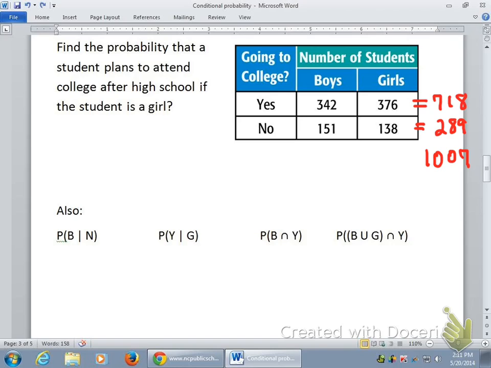All right, I know that 342 boys are going to college and 151 boys are not going to college, but how many boys are there? Okay. 493, and of course you can add up the girls as well. And I hope that 493 and 514 equals 1007, does it? All right. So double check that for me, please.